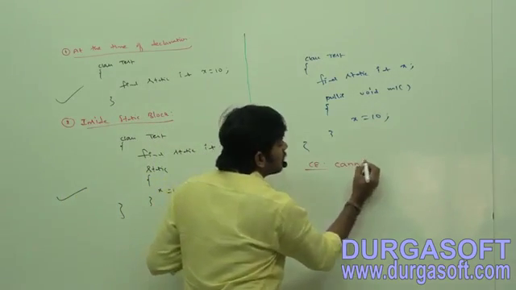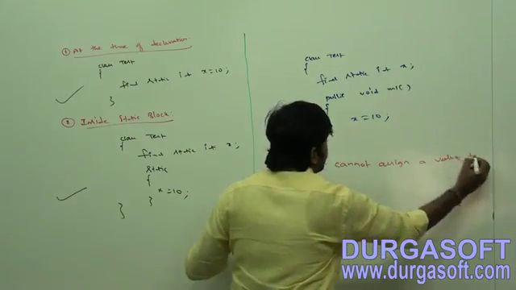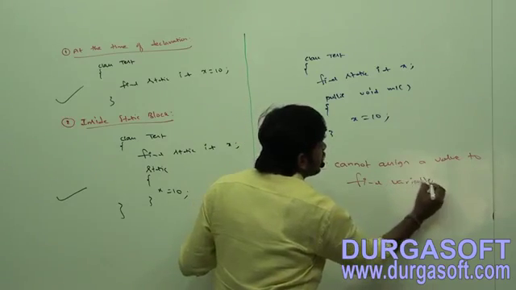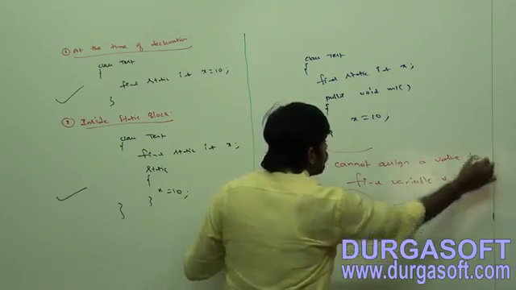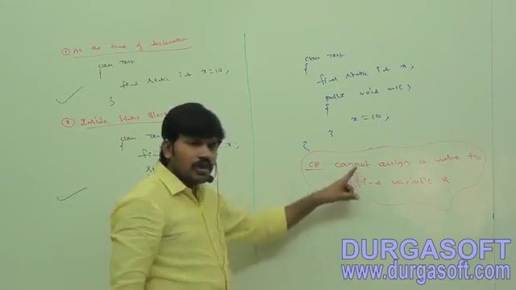Cannot assign a value to final variable x. Like this we are going to get a compile time error. Are you able to understand that?